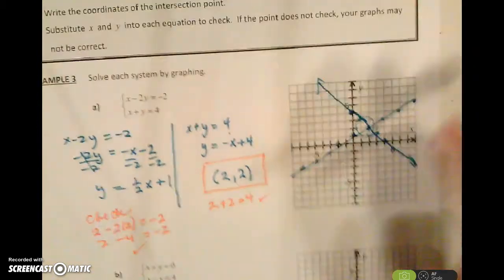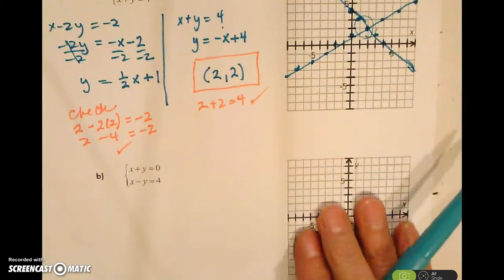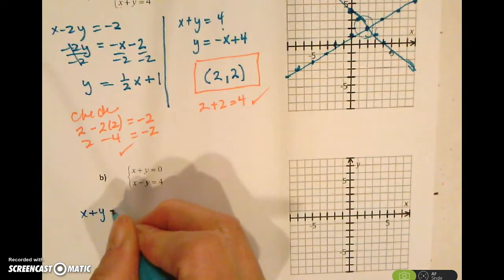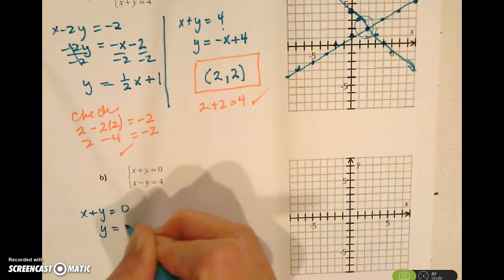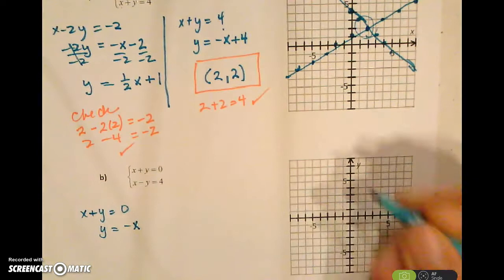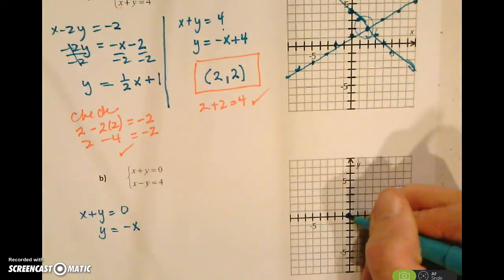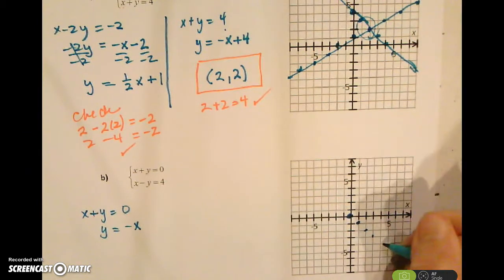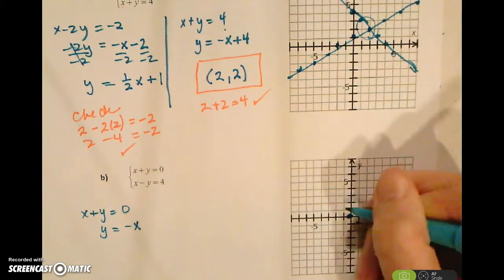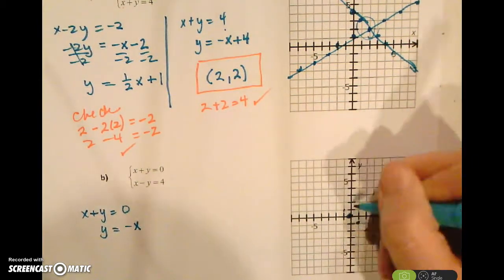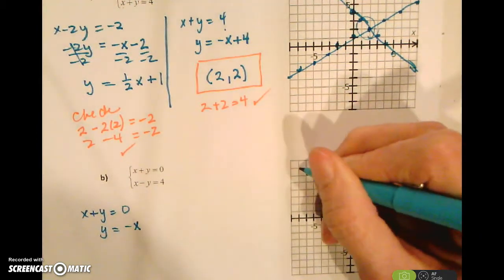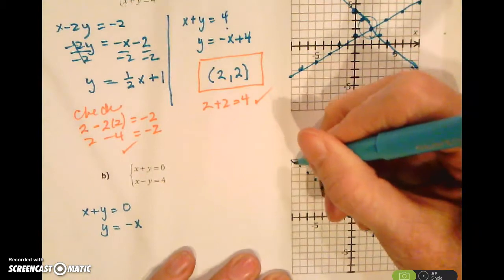All right, so now let's do this next one. Same thing. I'm going to graph it. So I have x plus y is 0, so y equals negative x plus 0. So that means there's a y-intercept of 0 and a slope of negative 1. There's that negative 1 slope again. So that's just going to go down 1 and up 1, back 1. So we have our ordered pairs here.